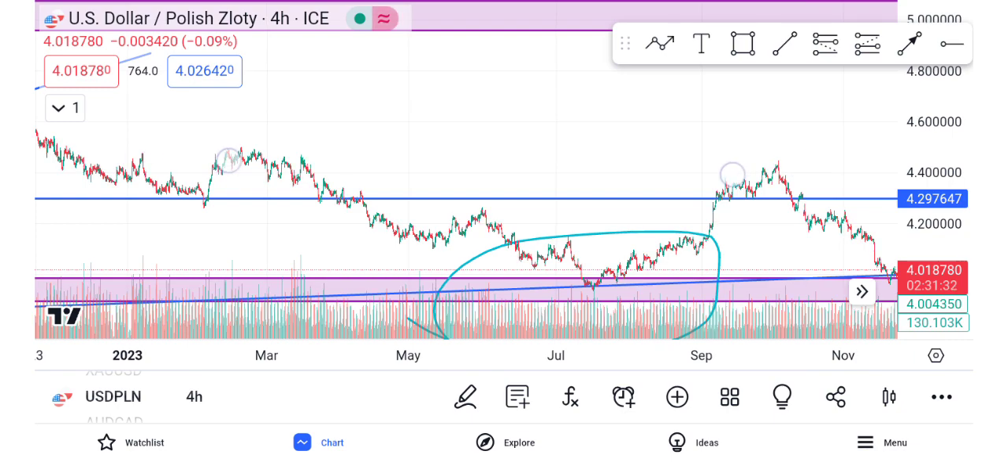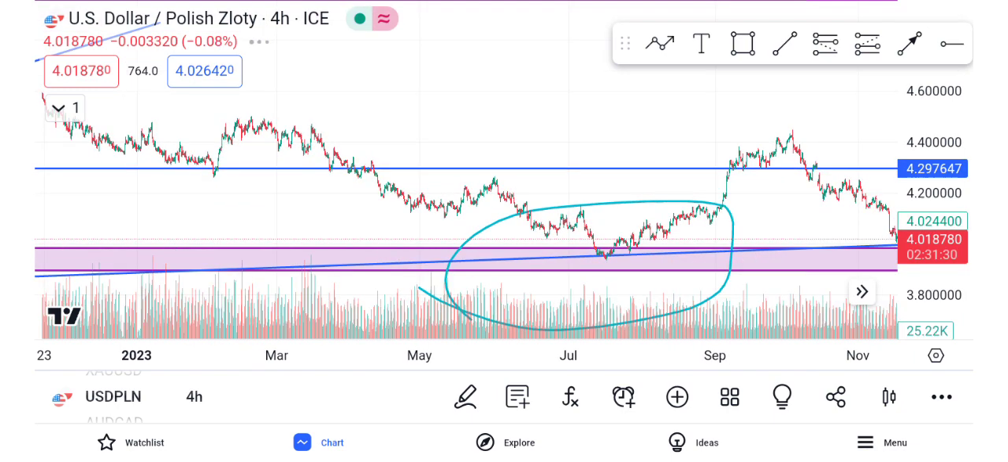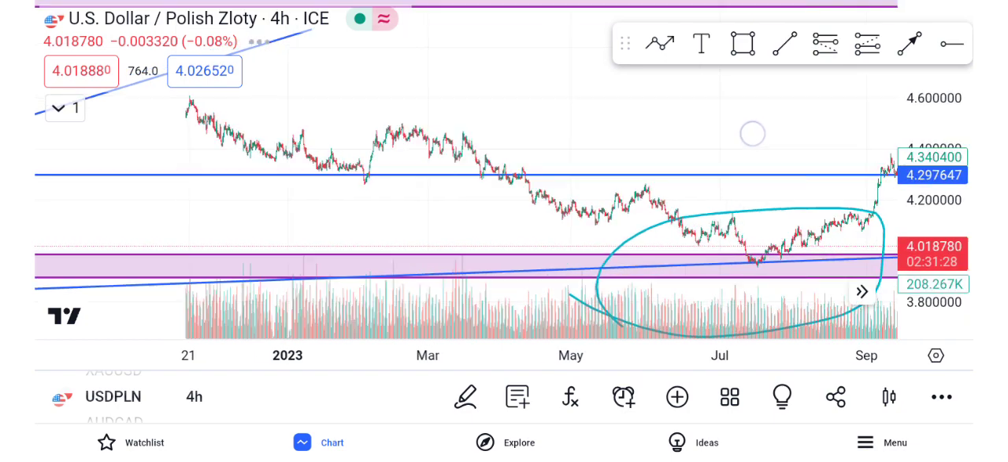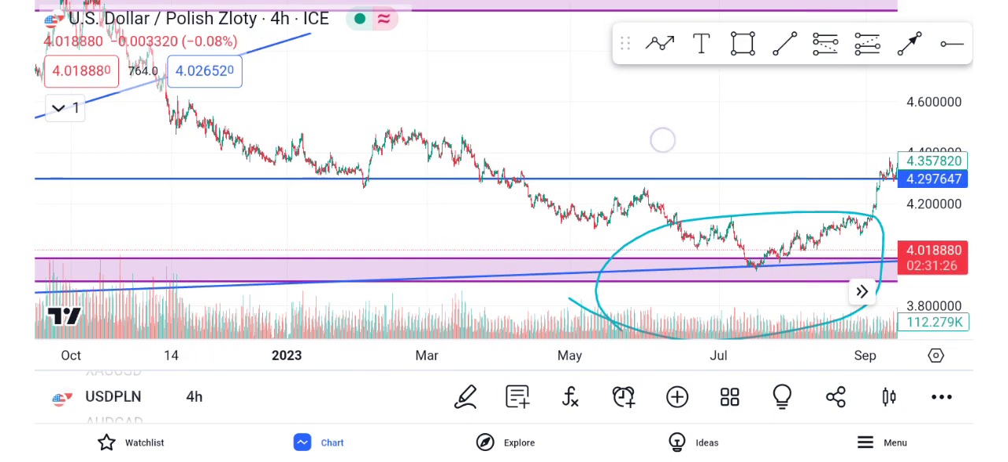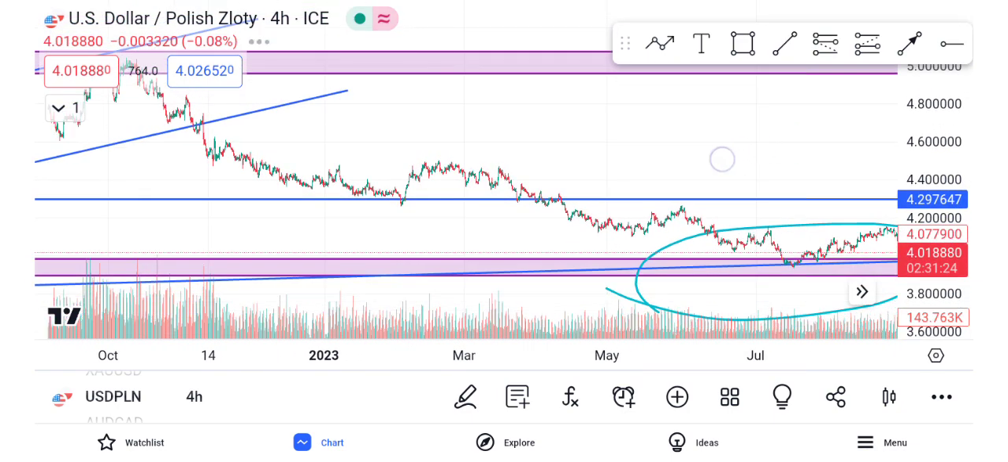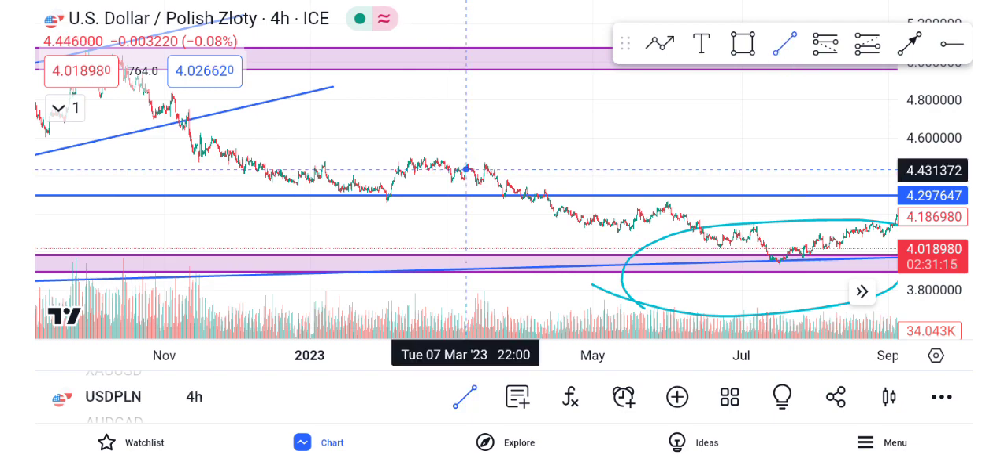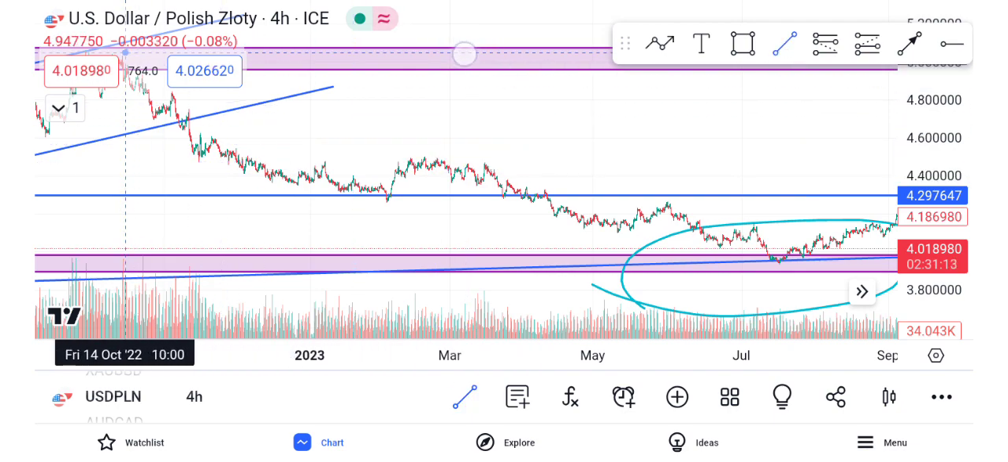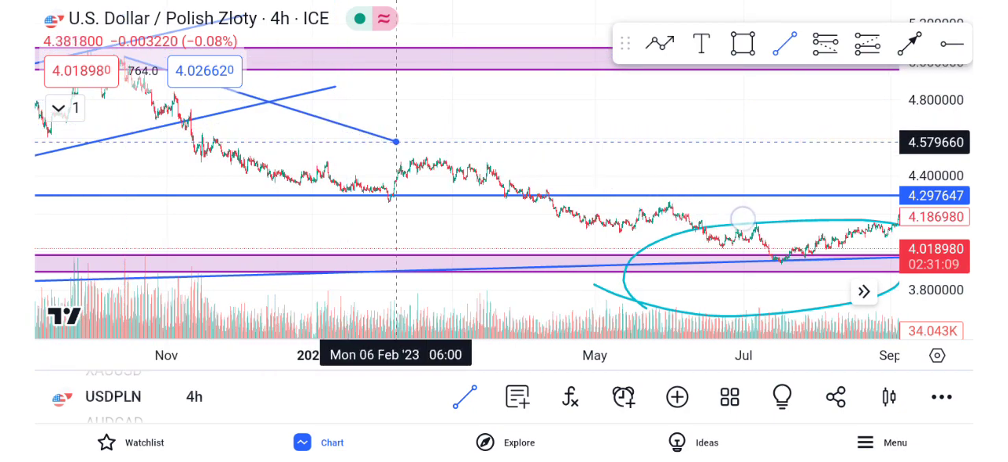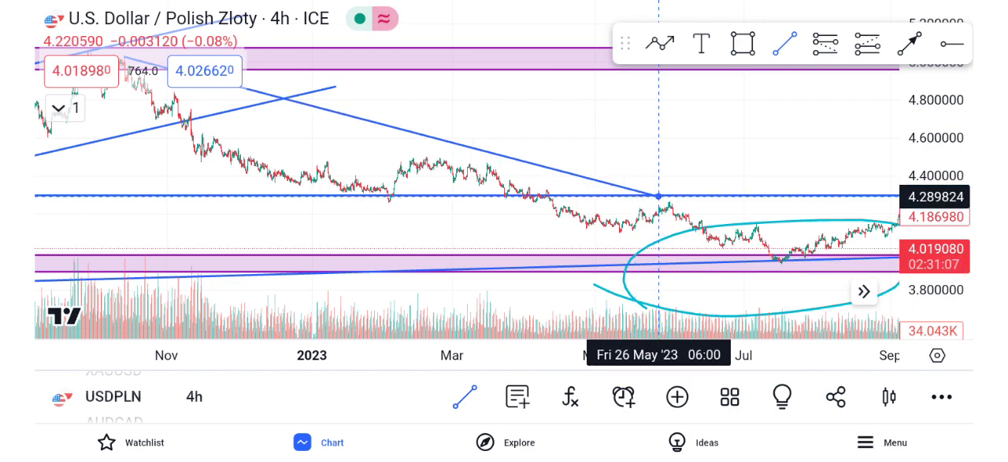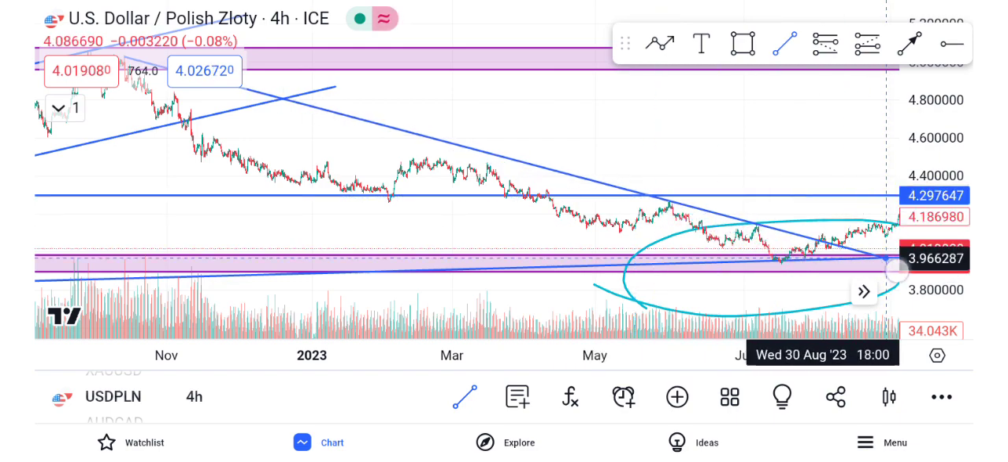We wait for the price to break the point. And before that there is one trend line on the 4 hours time frame. This is the trend line.